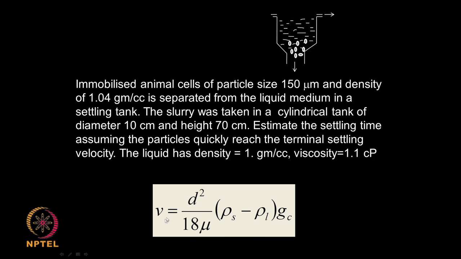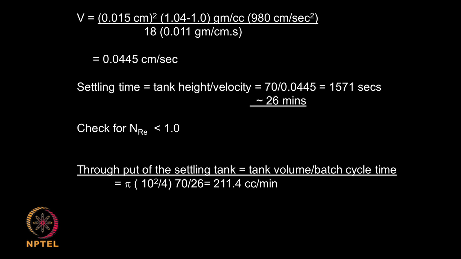So, use Stokes law. Stokes law gives you the velocity equal to d square by 18 mu, into rho s minus rho l, into g. Rho s is given, that is the solid density 1.04, the liquid density is 1, mu is given 1.1 centipoise, diameter is 150 micron. You convert all of them into proper units and you will get the velocity. Once you calculate the velocity, the height is given as 70 centimeters. So, the height divided by velocity will give you the time. It will tell you how long it will take to settle from top to bottom. So, it will take 26 minutes. Actually it will take much longer, because we assume that the particles reach terminal settling velocity immediately, but it will take some time.